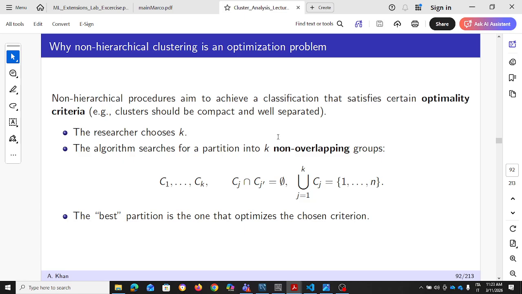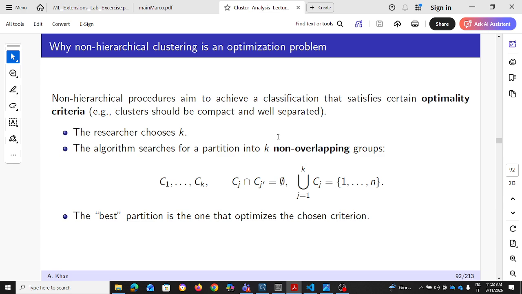But the key idea is two clusters should not overlap. There should be a clear separation between them, and within each cluster we should have homogeneity. The points should be homogeneous.